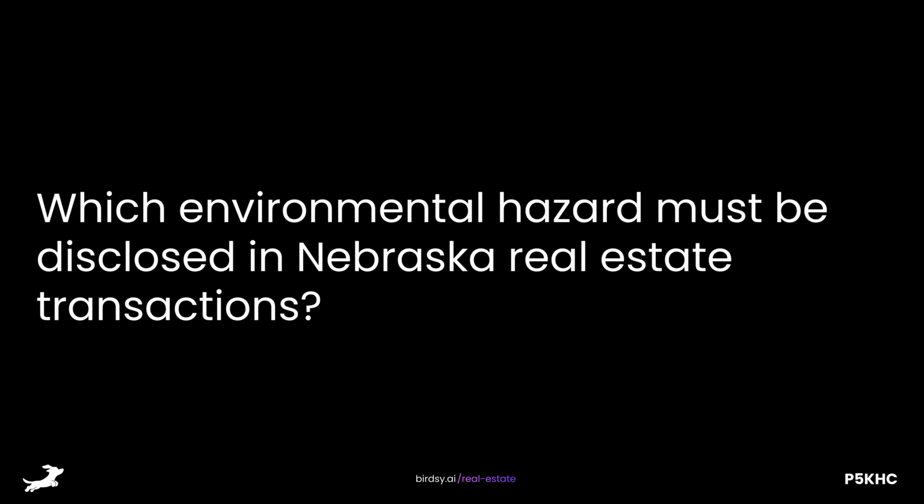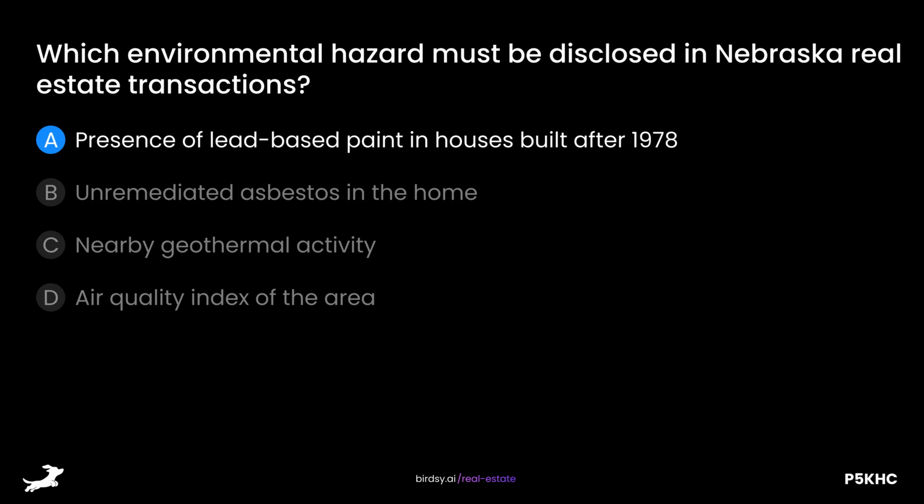Which environmental hazard must be disclosed in Nebraska real estate transactions? Is it A, presence of lead-based paint in houses built after 1978? B, unremediated asbestos in the home? C, nearby geothermal activity? Or D, air quality index of the area? The answer is B, unremediated asbestos in the home.